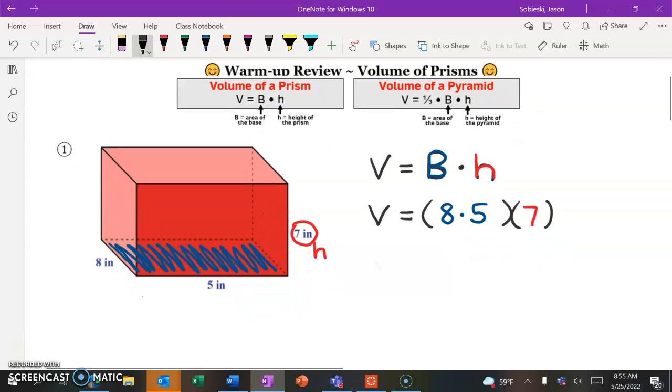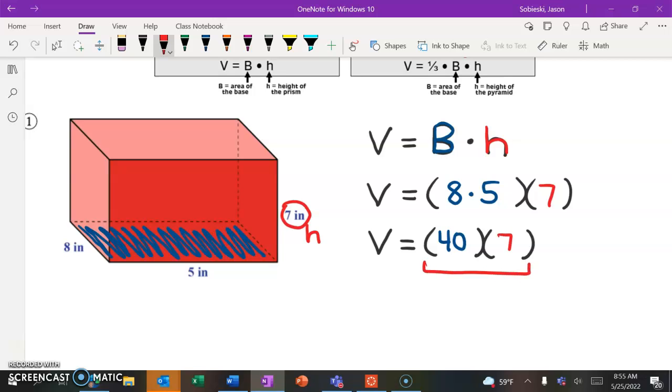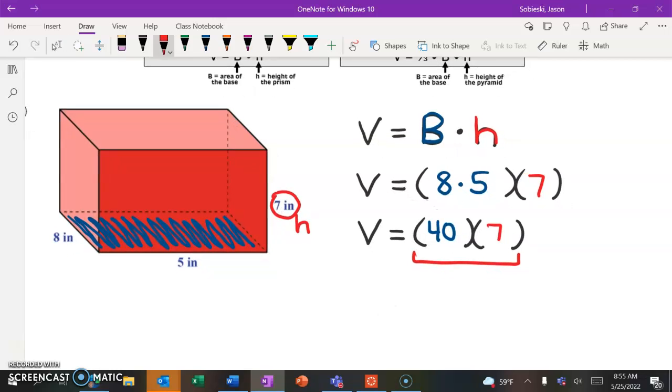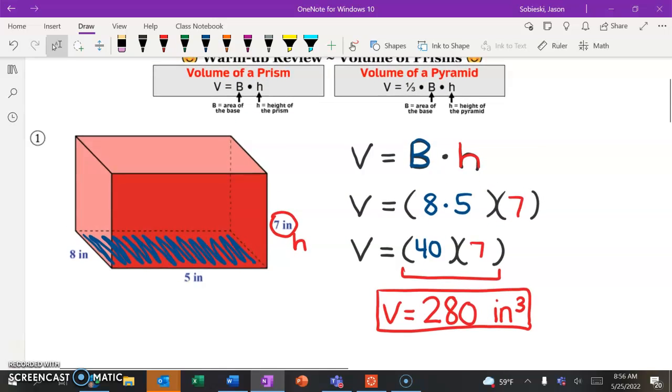Now all that we have to do is just simplify our equation a little bit. Volume equals, in our first set of parentheses, 8 times 5 will give you 40. 7 will stay the same. If we multiply 40 times 7, we should get 280 for our volume. And the units are inches cubed, since volume is 3 dimensions, that's why it is cubic inches. And that is how you find the volume of a rectangular prism.